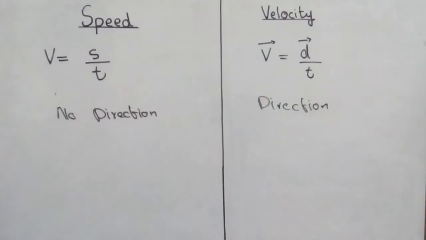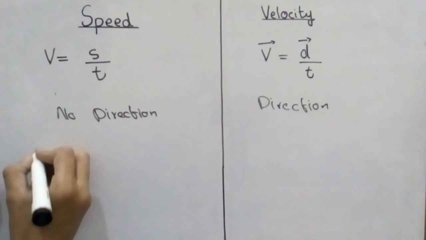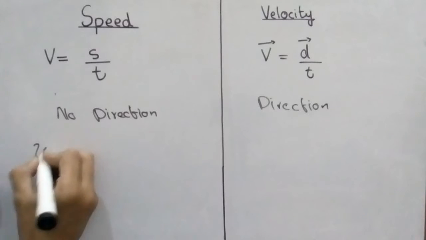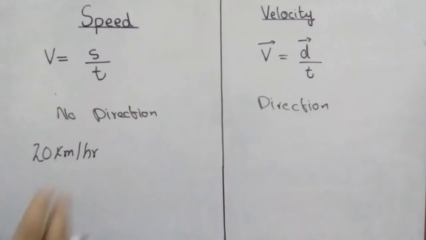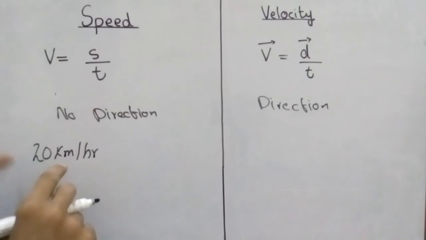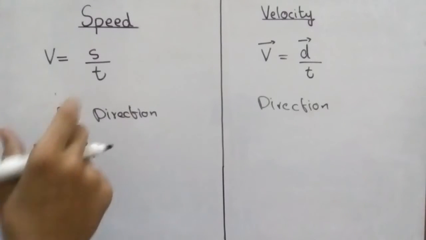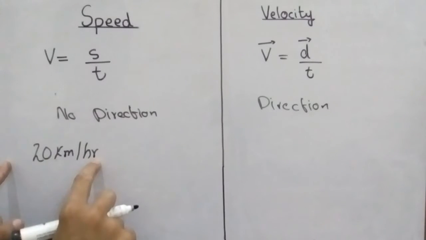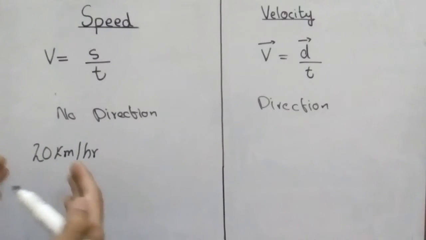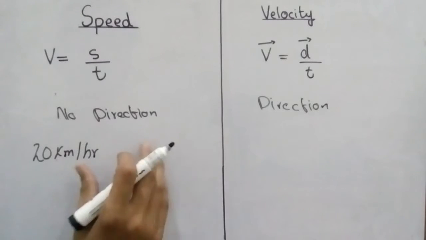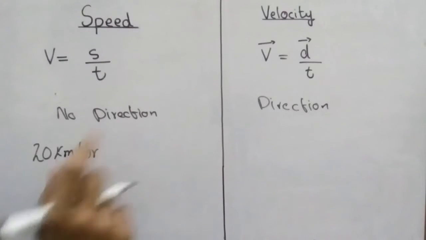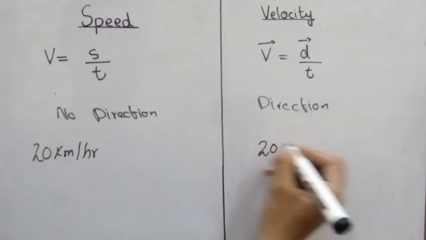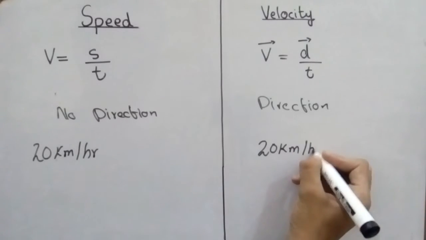For example, we will take an example. A car has a speed of 20 km per hour. So 20 km per hour, we now know that the car covers 20 km in 1 hour. We now know the distance and the time, how many kilometers it covers in an hour. We know that, but we don't know its direction. So this is a speed, and here we have 20 km per hour.